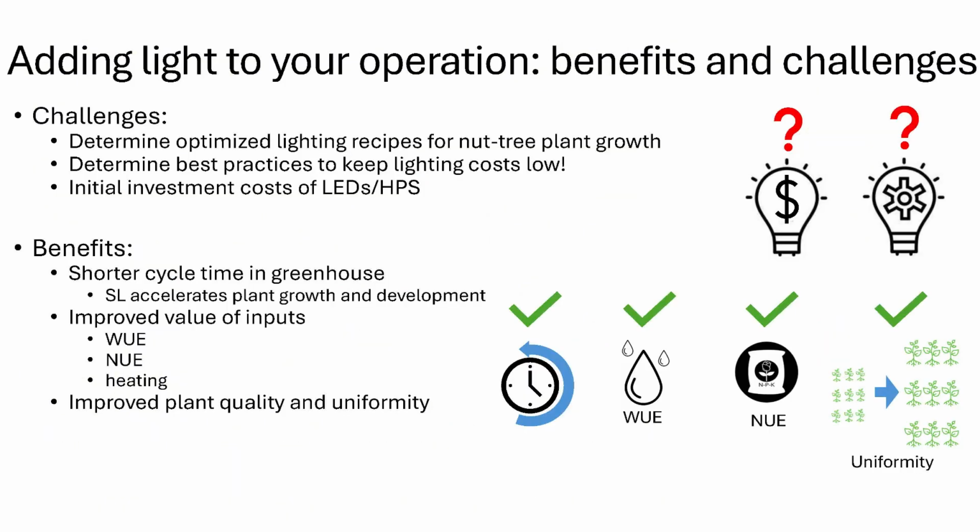And then lastly, some challenges and benefits to adopting supplemental lighting. It is a new frontier, uncharted territory, so describing and quantifying the benefits will take a little bit of time. Optimizing light recipes and making sure you keep costs low all need to be worked out for tree production. But the benefits could turn into shorter cycle times for plants, basically, or, for example, bumping up your saplings or seedlings.